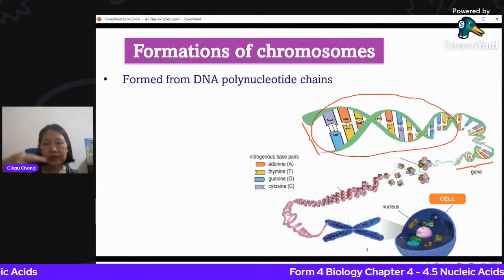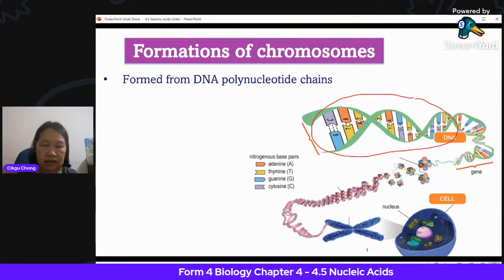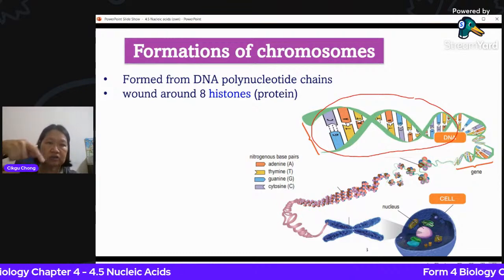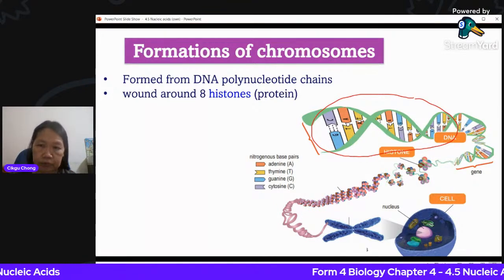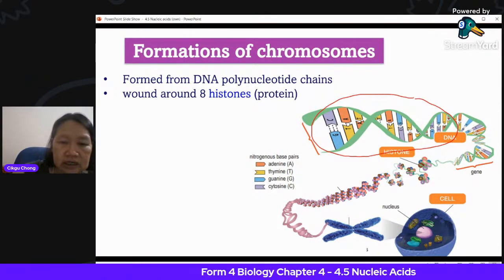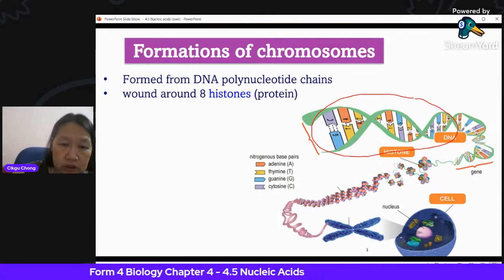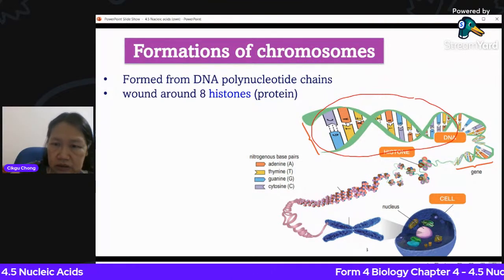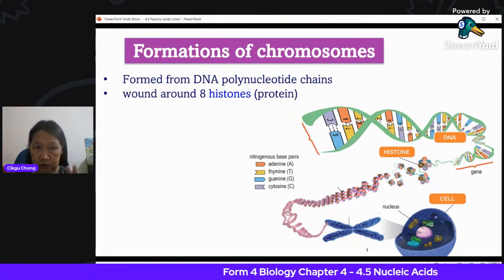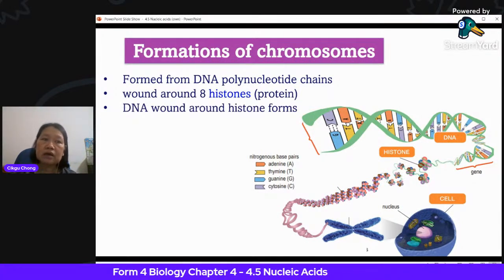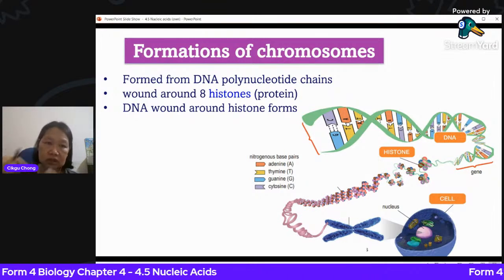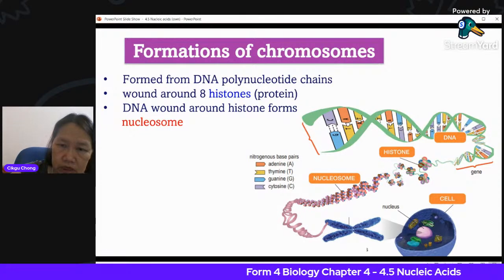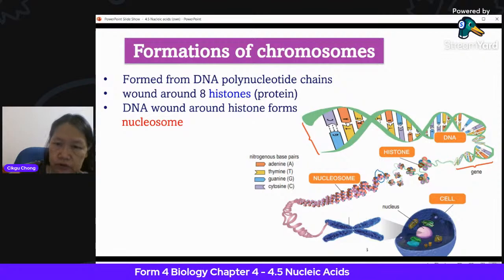It has to be wound. Wound means you tie it around, what? It is going to be wound around 8 histones. So there are 8 protein molecules here, and they call it a histone. Histone molecule, right? This one. Okay, sorry. So this is a histone. 8 histones. This is a protein. And the DNA wound around the histone will form the nucleosome. So this one is a nucleosome.